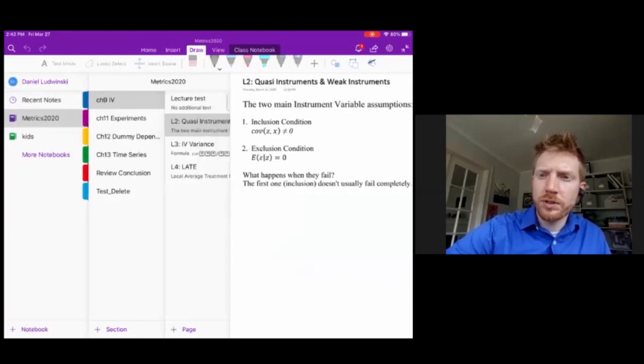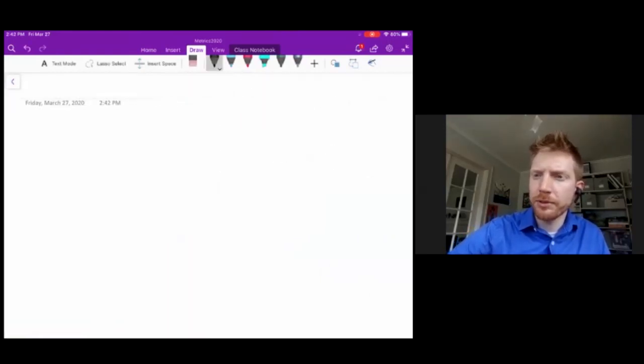What we're going to be talking about today is more information about instrument variables. In particular, we're going to be looking at what happens when those assumptions that are necessary, the inclusion criteria and exclusion criteria, don't apply. Let's quickly go ahead and review what exactly instrument variables are. So, just making a quick example.